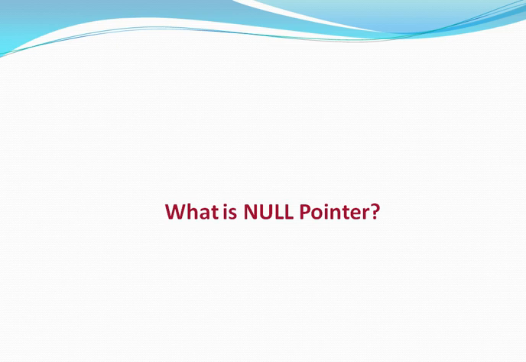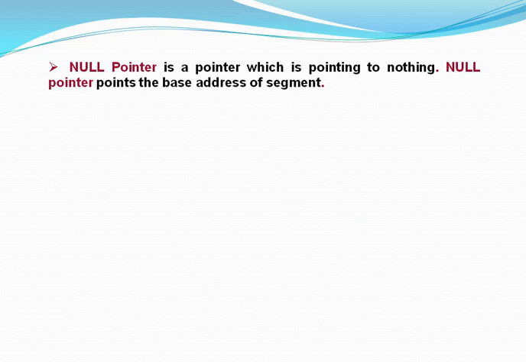What is a null pointer? A null pointer is a pointer which is pointing to nothing. Null points to the base address of the segment. We have two addresses: one is the segment address and one is the base address. We will discuss the segment address and base address later in this slide.